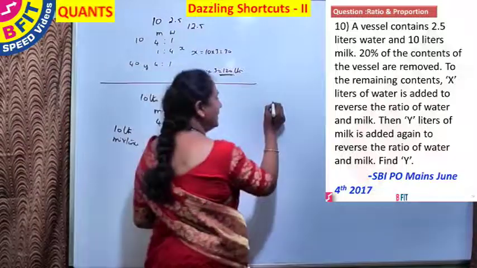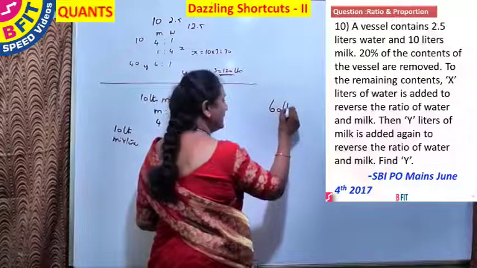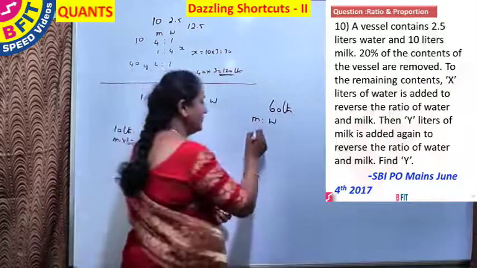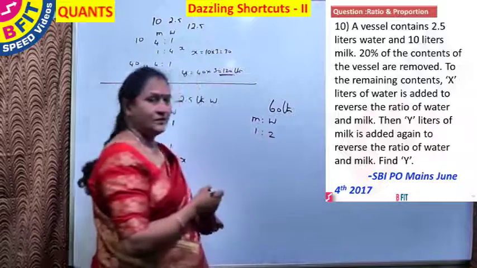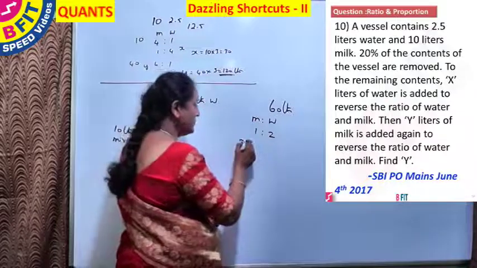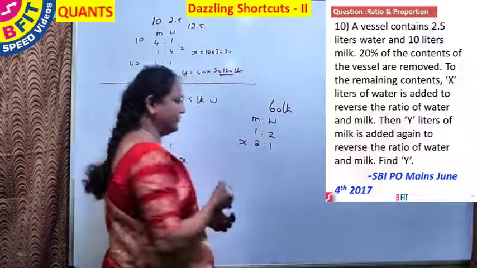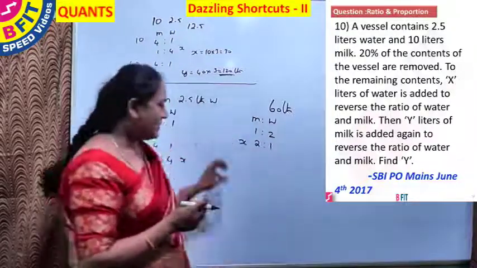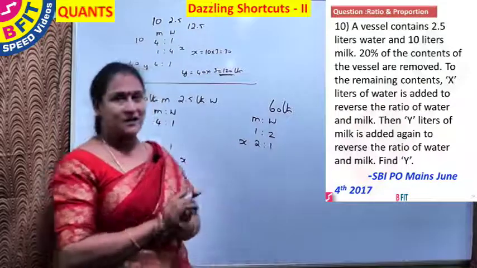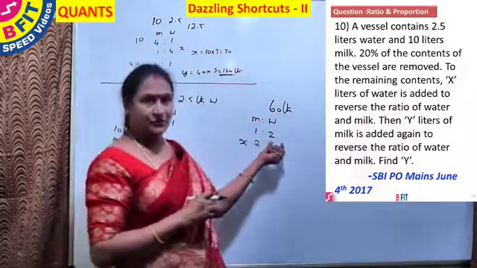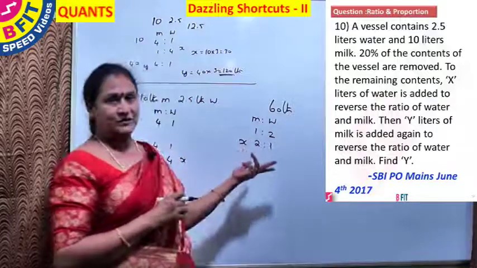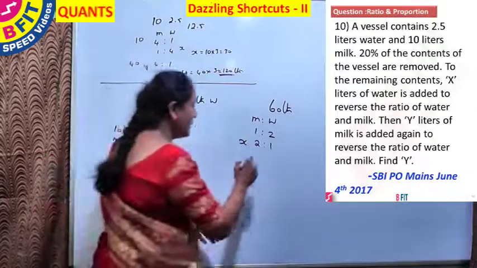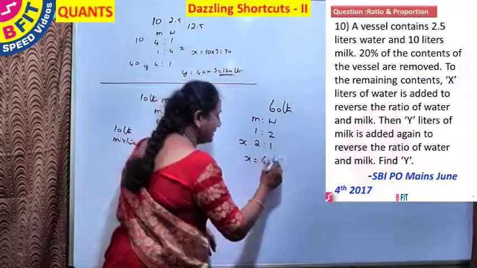See, suppose in a container you have 60 liters of milk and water in the ratio 1:2. Now how many liters of milk should be added to reverse this ratio? Whenever the ratios are reversed, whatever the pattern is, there will be some shortcut approach to get the answer. Here we have 1:2 ratio and this should become 2:1. For that, how many liters of milk should be added? Blindly you can just write X is 60 liters.